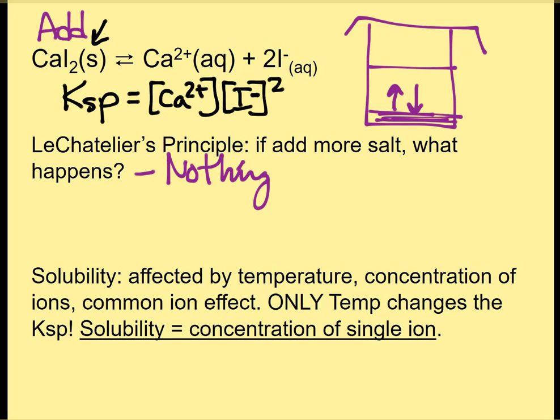As far as solubility goes, it's affected only by temperature, the concentration of the ions, and what's called the common ion effect, which we will study in our next goal. Only the temperature changes the KSP. For a solid solute dissolved in liquid, increasing the temperature would increase the solubility, and so you would increase your KSP or have a larger KSP number. Whenever solubility is talked about with the KSP, this would be the concentration of the ion that you only have one of. So if I solved for the calcium ion concentration, that would be the solubility.